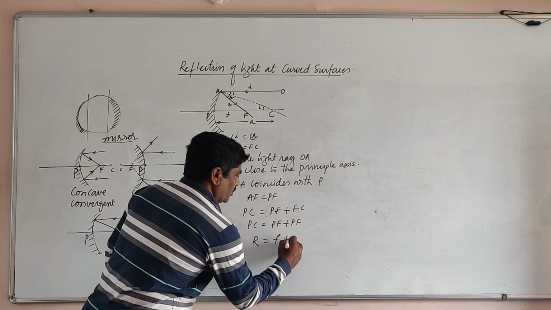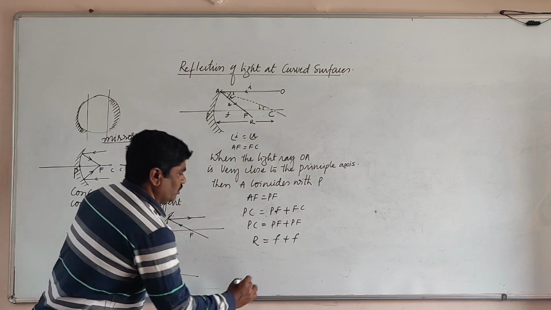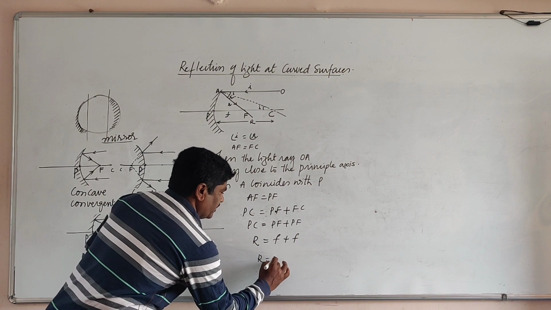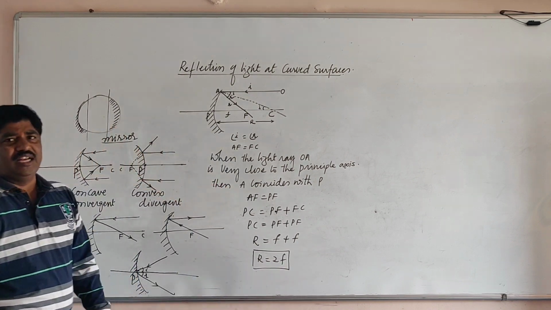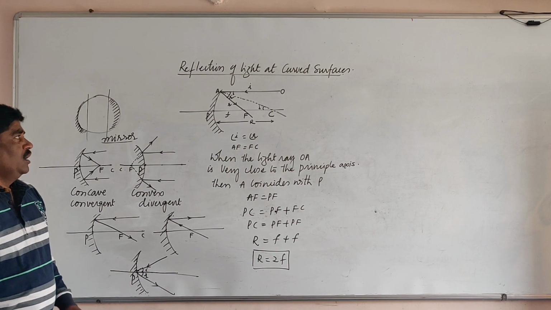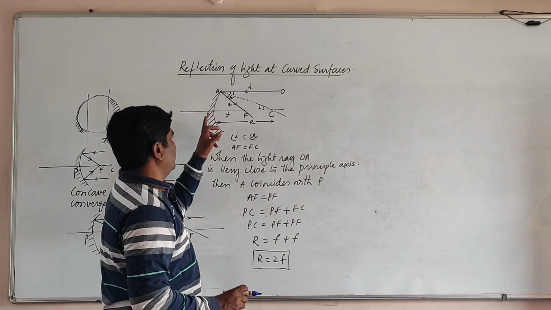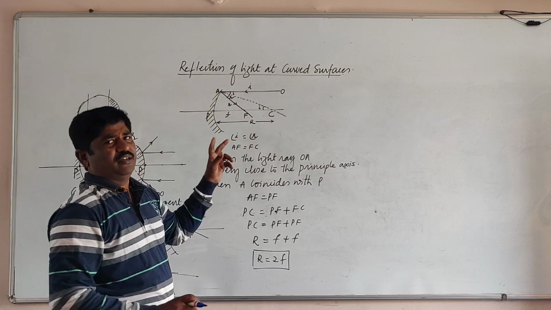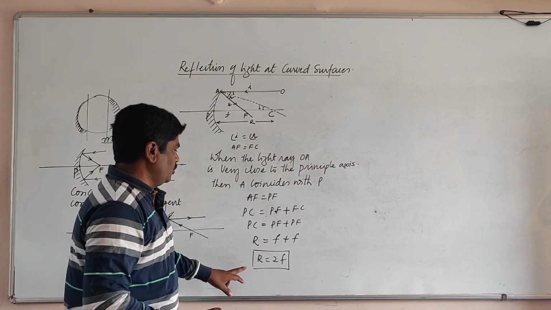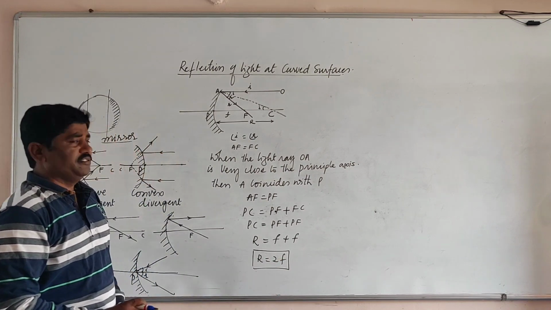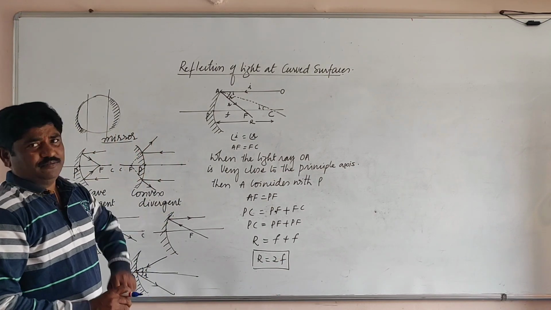PF is nothing but the focal length. Therefore, radius of curvature is nothing but double the focal length, you can say. So in this way, we can prove that. The radius of curvature of any curved surface, any concave mirror or convex mirror, is double the focal length.